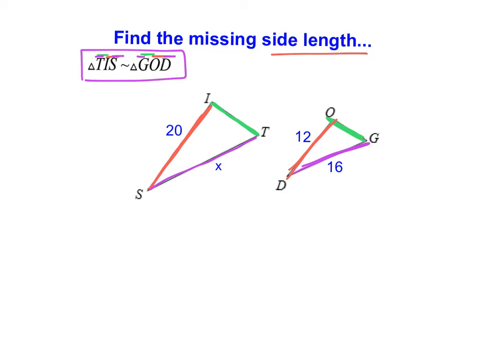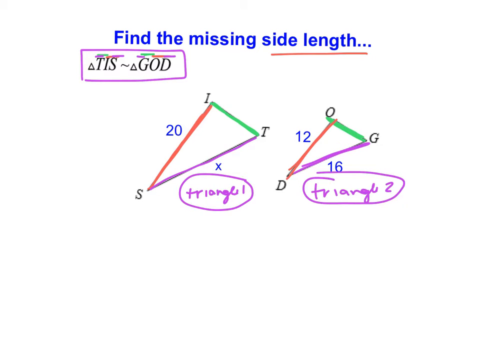So now I'm going to create 3, or only 2 if I don't have all the side lengths, different ratios of those corresponding side lengths. I'm going to call this right here triangle 1, and I'm going to call this triangle 2. And I'm going to make ratios out of its side lengths by putting triangle 1 over triangle 2. So I'm going to start with the red side lengths here, triangle 1 over triangle 2.